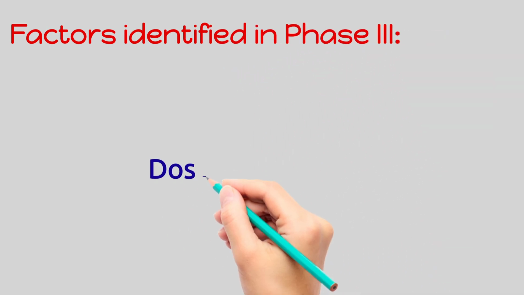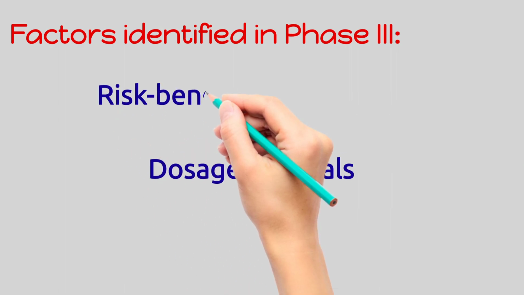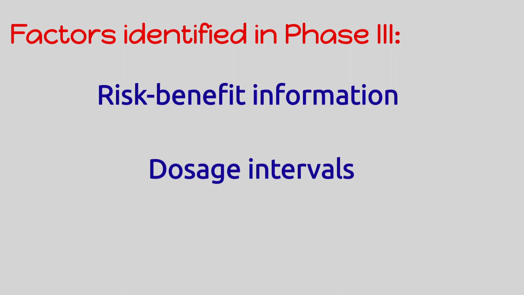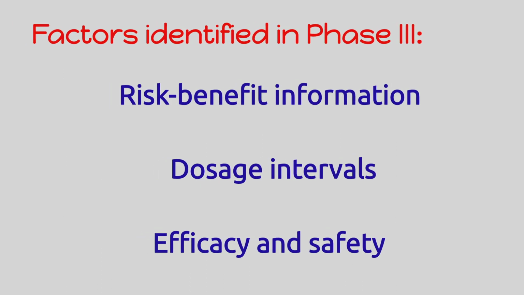First factor is dosage interval, which means whether drug should be used once a day or twice a day, etc., to get desired beneficial effect. Second factor is risk-benefit information of drug, which means to confirm if benefit out of drug is more than risk. And last factor is efficacy and safety of the drug, which means to check and confirm the ability of investigational drug to produce a desired result with patient safety.